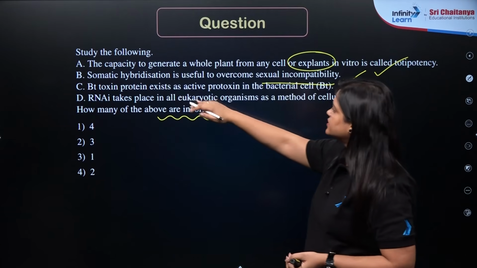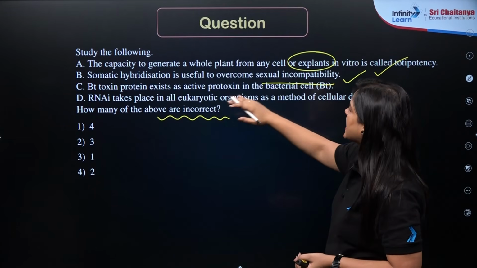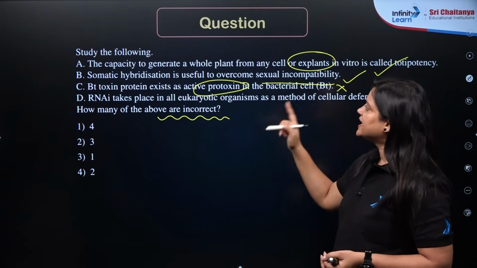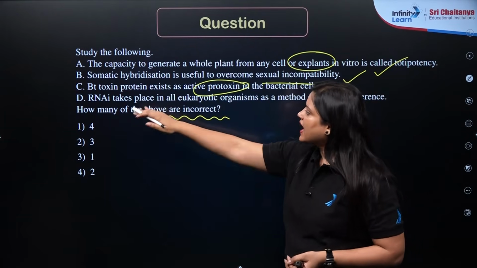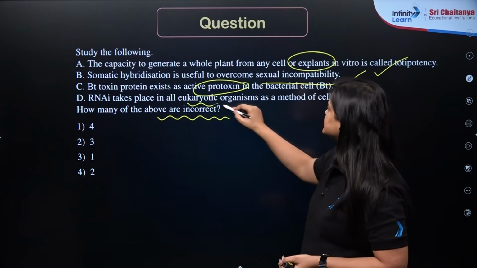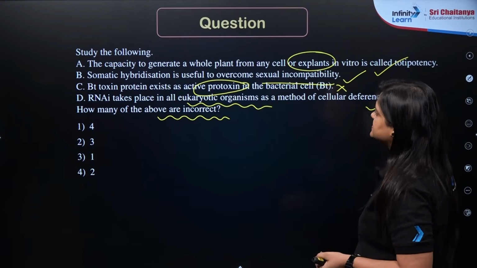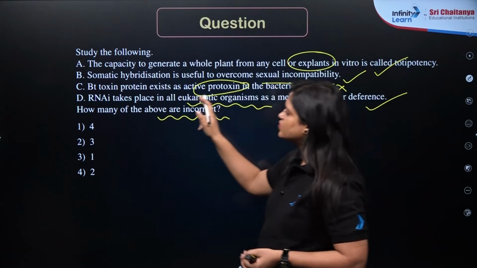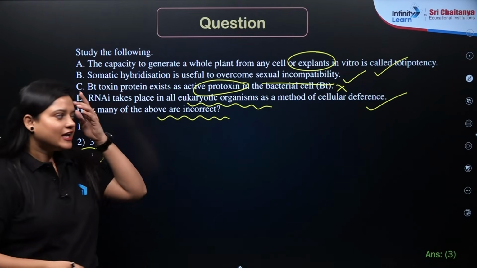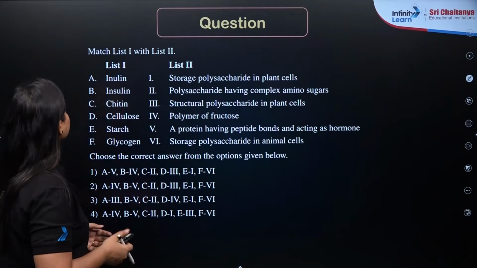Now Bt toxin protein exists as active protoxin in the bacterial cell. No, it is inactive protoxin. RNA interference takes place in all eukaryotic organisms as a method of cellular defense. This is right. The only incorrect one is C, that means 1. So answer should be 3. Let's move on to our next question now.